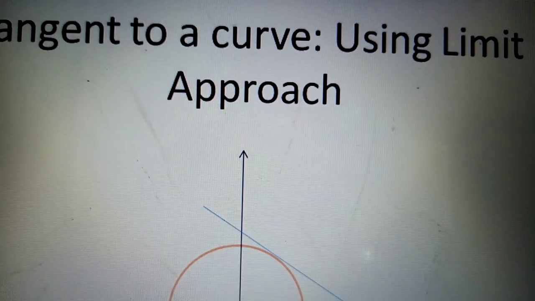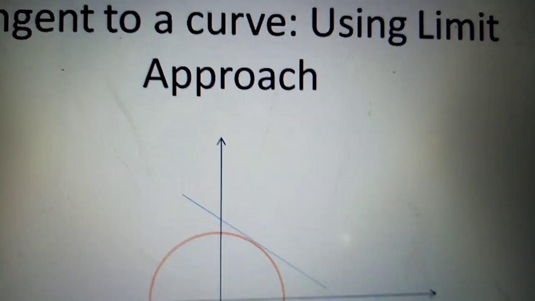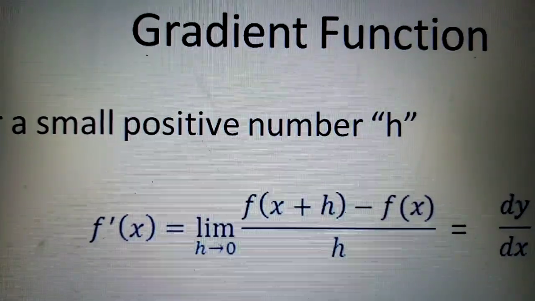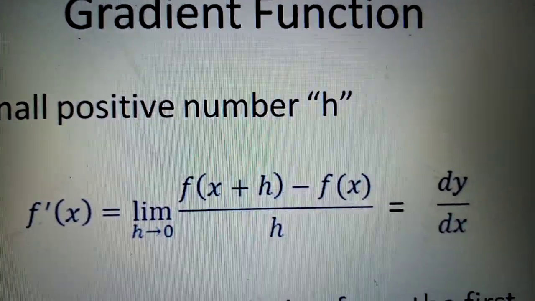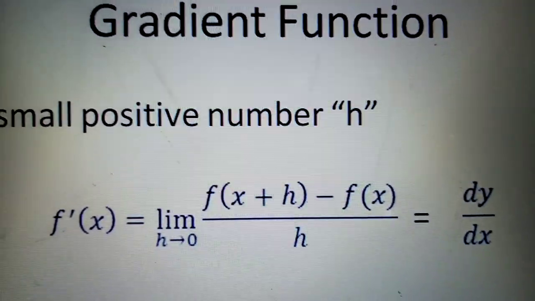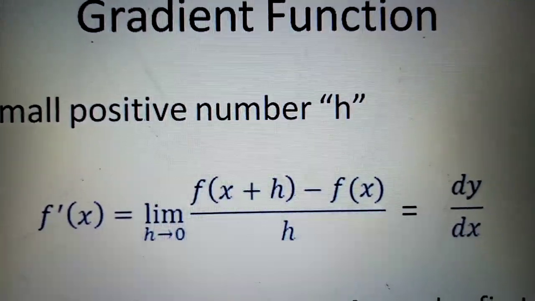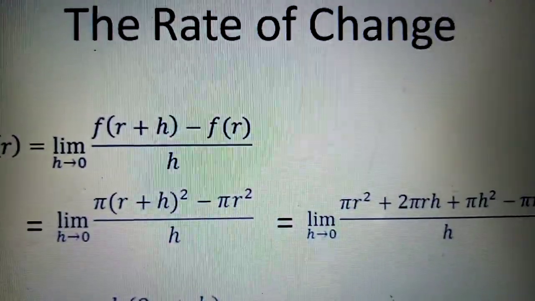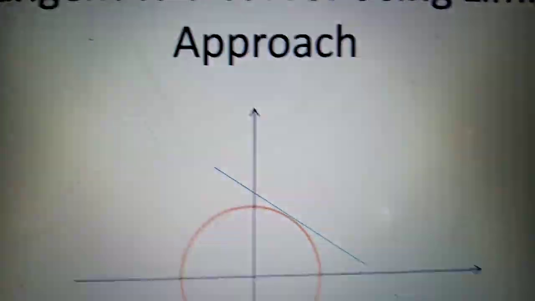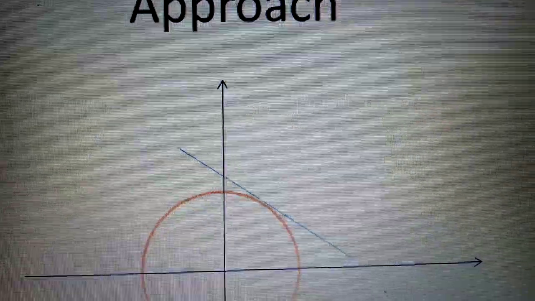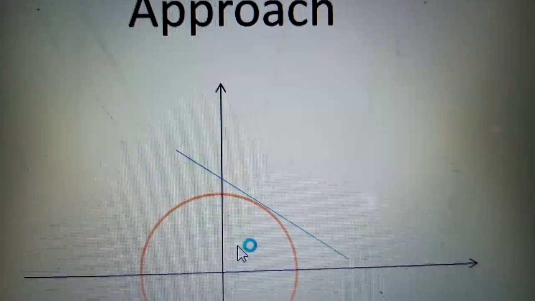But in the limit approach, if you watch the video on limits, you know, we are talking of real numbers now. We are looking at the behavior of the function as it gets to a particular point. So it doesn't have to get there. So each of these lines, they are real lines. So between any two points on the line, there are infinite number of points.